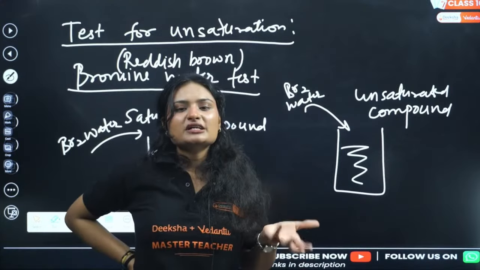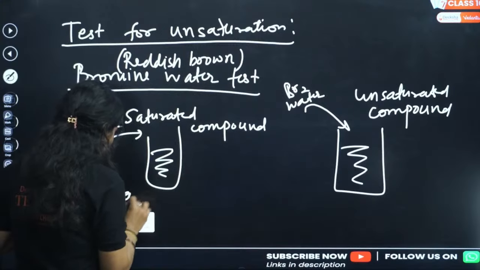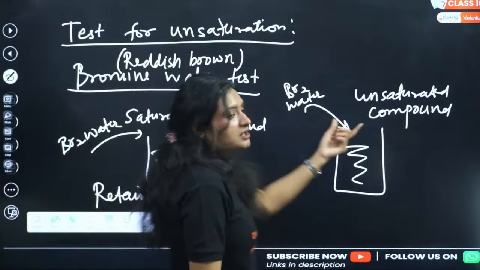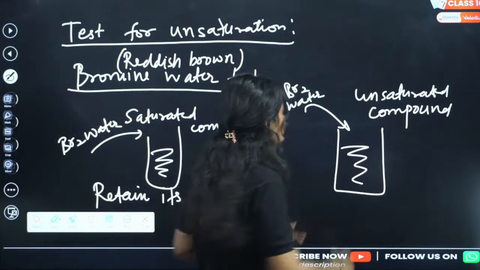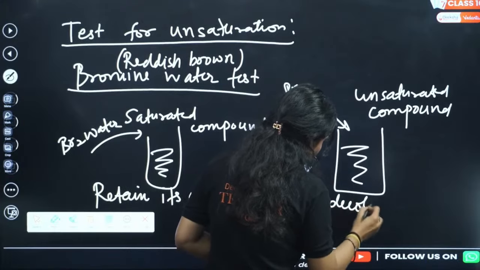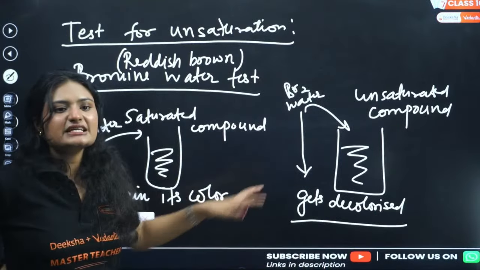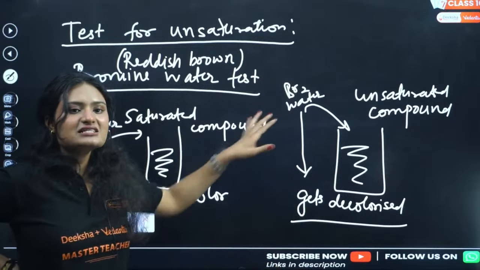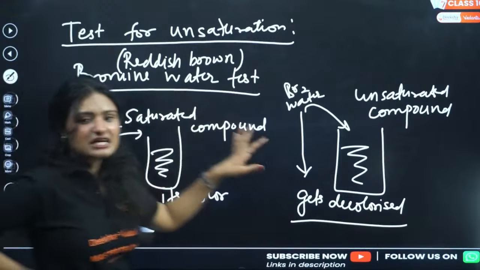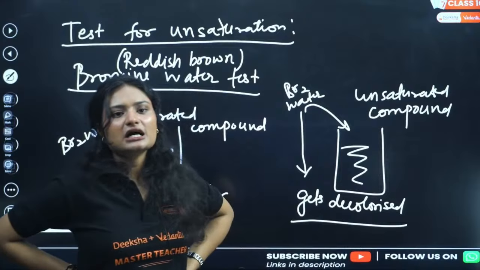So if you put bromine water in a saturated compound, it will retain its color. And in case of an unsaturated compound, the bromine water gets decolorized. It loses the reddish brown color. In case of a saturated compound, it will retain its color. In case of an unsaturated compound, it will get decolorized. Clear? So that is a test for unsaturation.